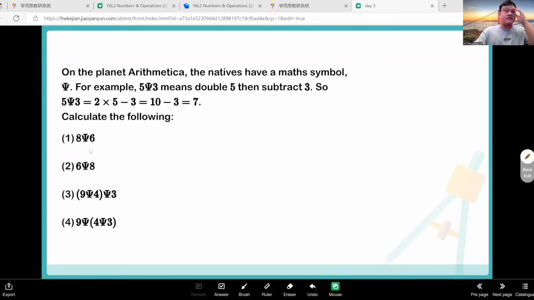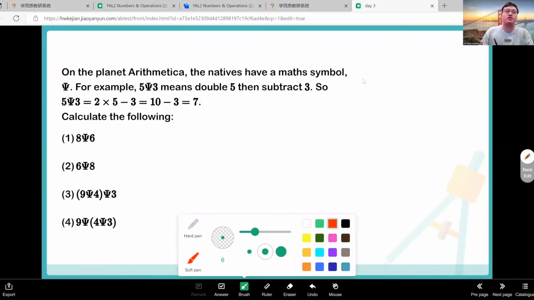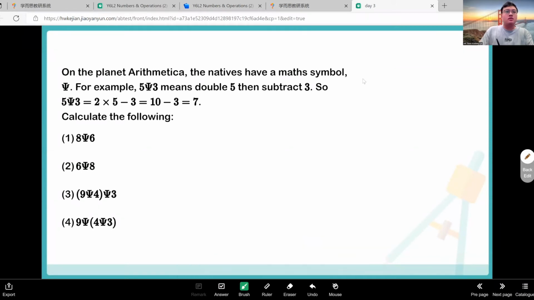So what's the answer to the first question? If you do 8 flower 6. Okay, that should be 10. So let's just copy down what is happening here. Let's copy down the rule for this question. So first, we need to times that 8 by 2. So 2 times by 8, and then take away 6. So 2 times by 8 is 16, and then take away 6, you got 10.